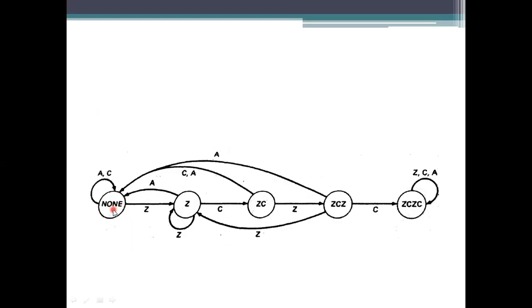Then it will reach the initial state. So we are not depending upon the output here; we are depending upon the input values. What input values are we using here? We are using the input values Z, C, A. Among these, the correct input values are Z and C in some cases, and in other cases the A will straight away be considered invalid.